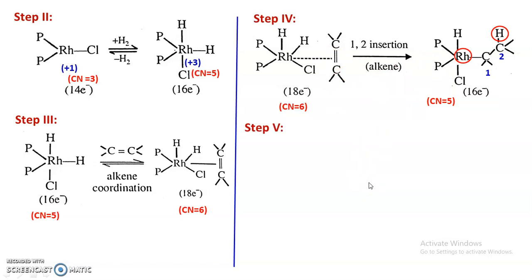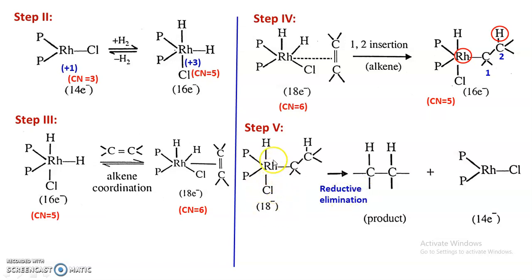Now here there is a migration of hydrogen linked to rhodium to the beta carbon atom of the coordinated alkene, like this. So here there is a migration of this hydrogen attached to rhodium to the carbon atom, and there is a formation of the product, that is alkane, and there is again a regeneration of the 3 coordinate complex, and this is the reductive elimination step.